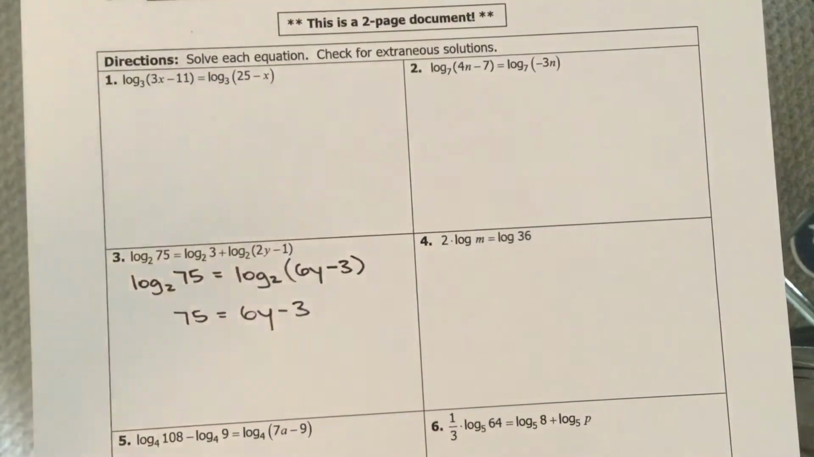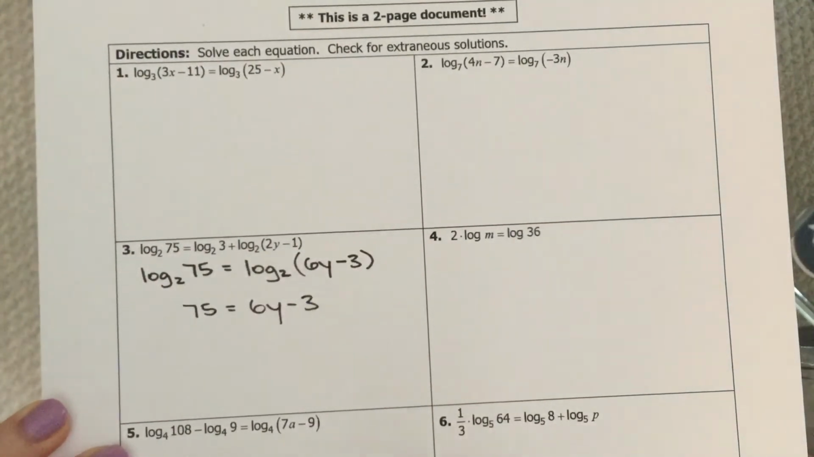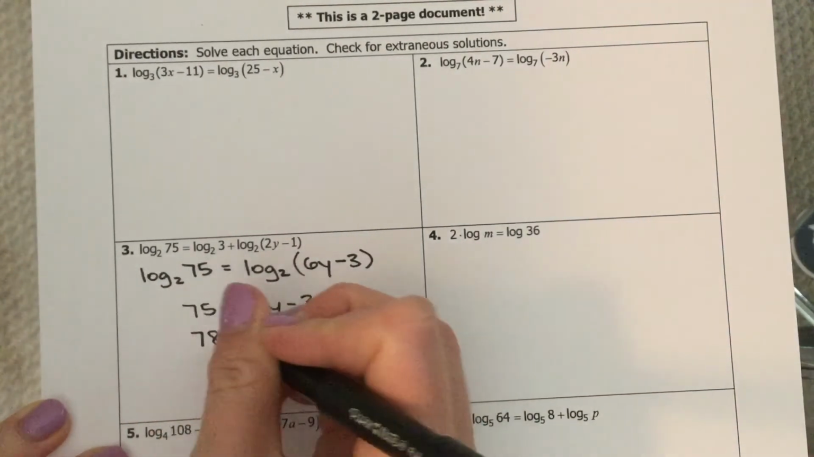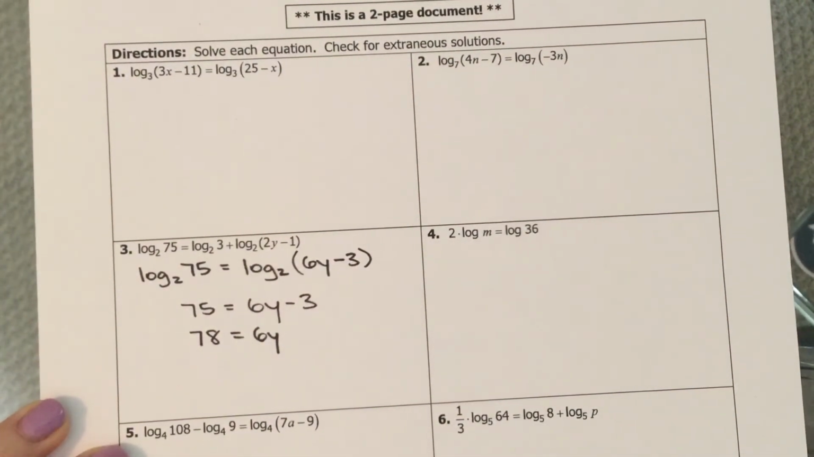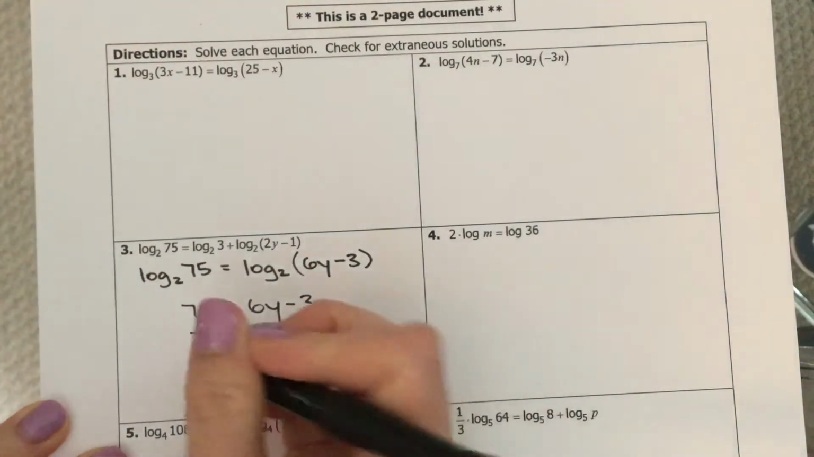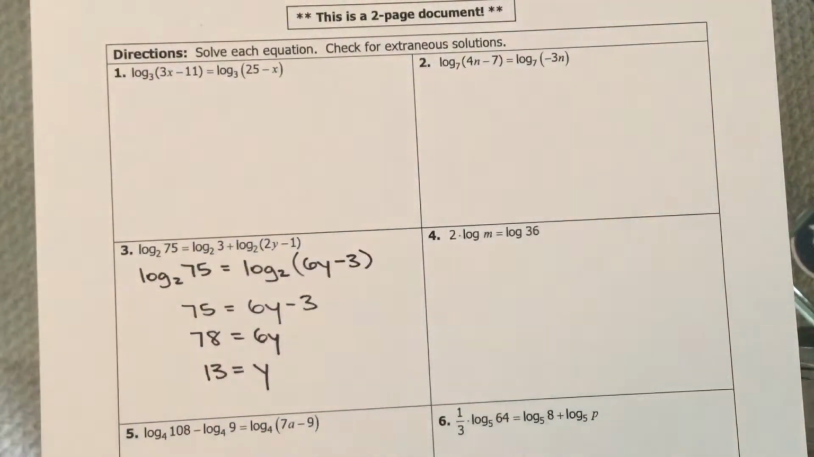And step 3, solve. Make sure to check for extraneous solutions. So here I'm going to add 3 to both sides of the equation. When I do that, I get 78 is equal to 6y, and then divide both sides of the equation by 6. 78 divided by 6 is 13, and that gives me my y by itself.